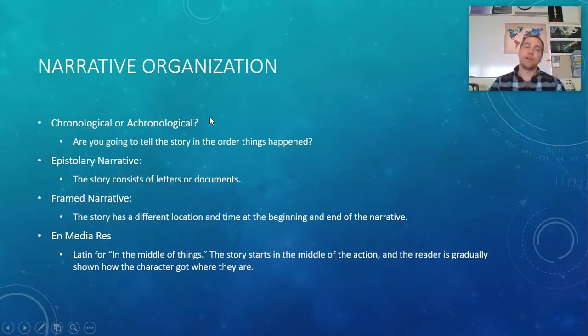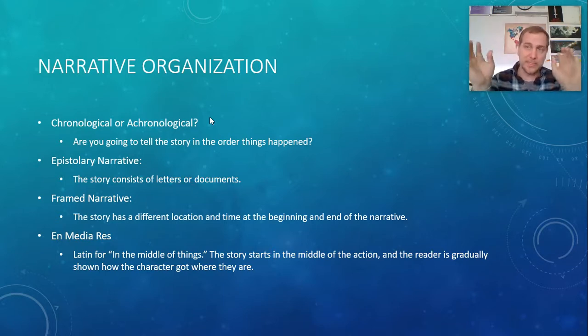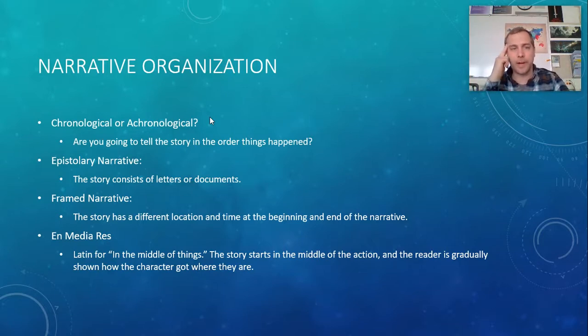And now, one last thing you want to consider is just how you're going to organize your narrative. The first question is, are you going to tell it in chronological order or in achronological order? And that just means, are you going to tell things in the order that they happen? So chronological is 2 parts. It's chronos and logical. Chronos means time, and logical. And so does the order of time make sense? Right, and so chronological order just tells the story in the order that the events happened, right?